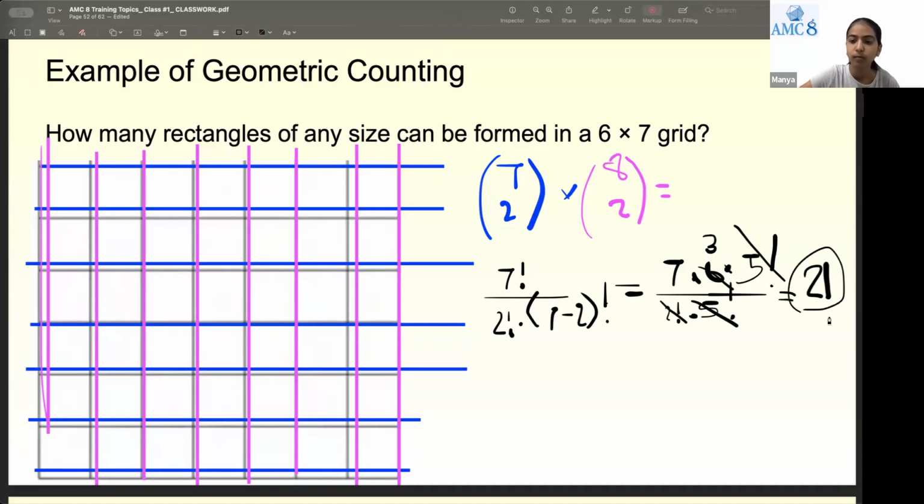So we need to find the value of 8 choose 2. 8 choose 2 is equal to 8 factorial divided by 2 factorial times 8 minus 2 factorial.